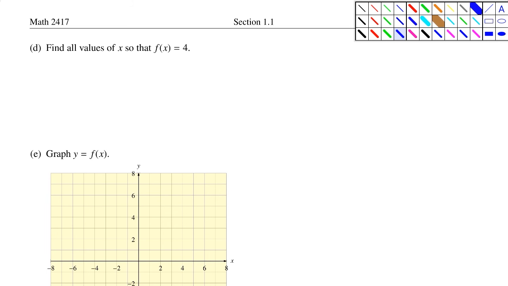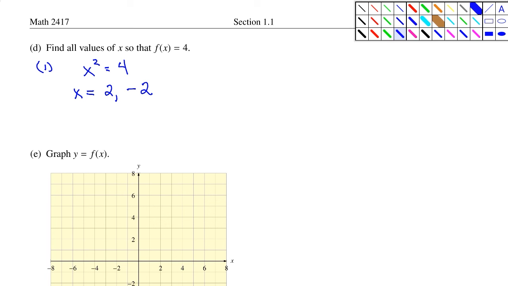Part D, find all values of x so that f of x is equal to 4. So we need to find all the x's where it's going to be equal to 4. Well, maybe we can get an answer of 4 if I use the top expression and I say x squared is equal to 4. Well, if x squared is equal to 4, then x could be equal to positive 2 or negative 2.